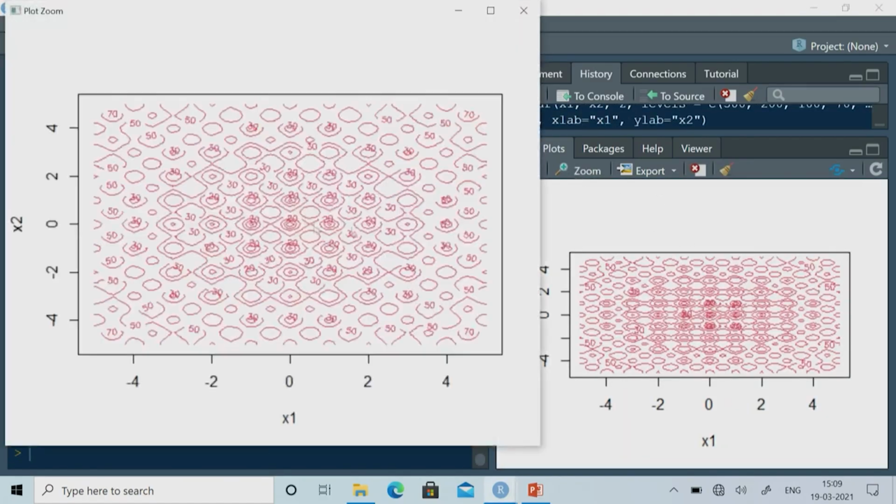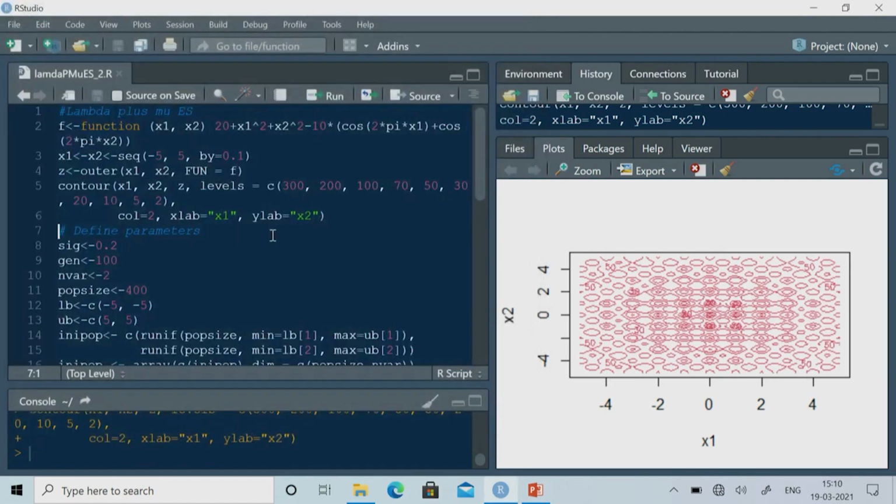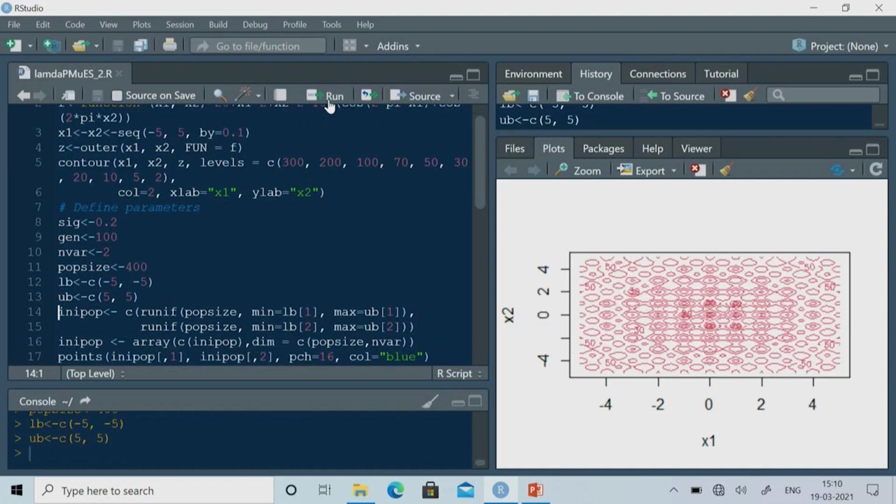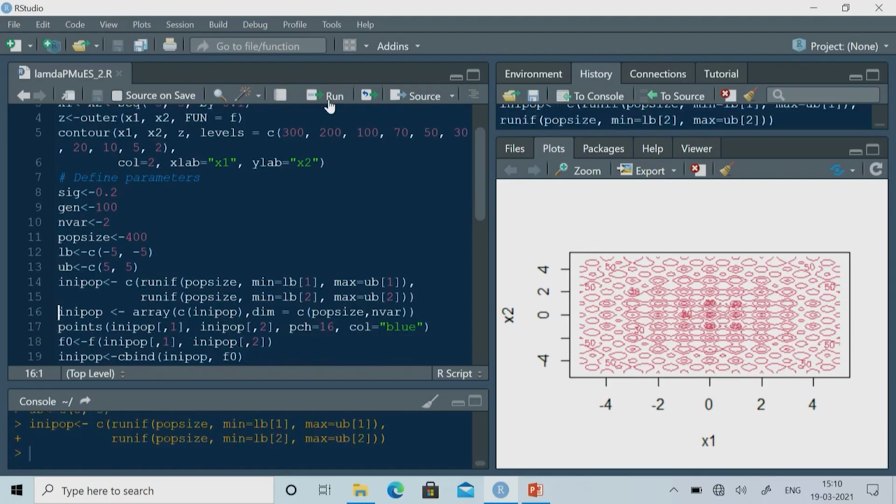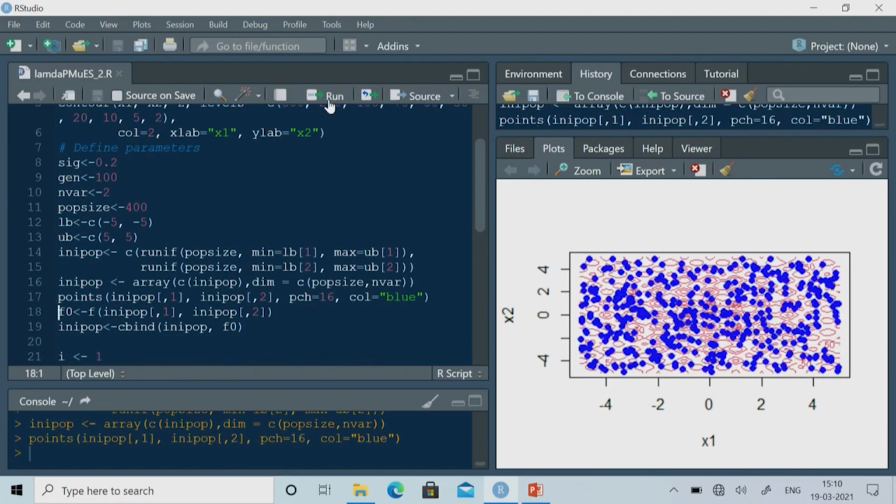So, I am getting this plot. As you have seen, there are several local optimal solutions and one of them is the global optimal solution, and the global optimal solution is 0, 0. So, we will try to find the solution using lambda plus mu ES. What we have to do? We have to define the sigma value, then generation I am using 100 initially, then the number of variables is 2 here, population size 400, lower bound minus 5 and minus 5, upper bound plus 5 and plus 5, and then we are generating the initial population, then I am putting it in an array.